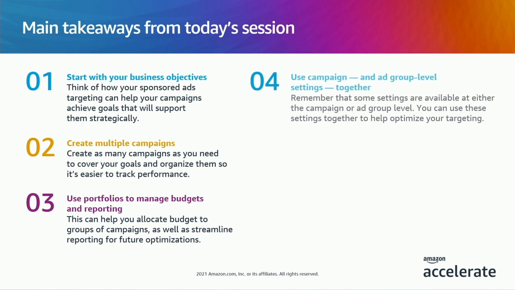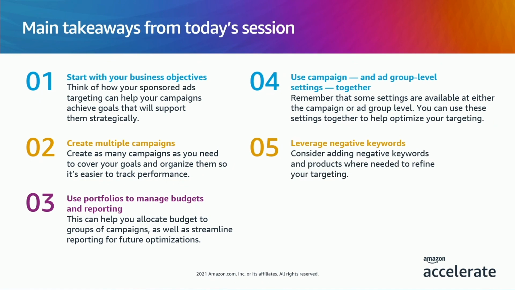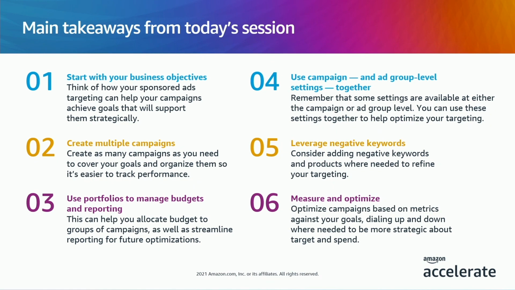Then use campaign and ad group level settings together. Remember that some settings are available at either the campaign or the ad group level. You can use these settings together to help optimize your targeting. Leverage negative keywords. Consider adding negative keywords and products to further refine your targeting and help control your spend. Then measure and optimize. Optimize campaigns based on metrics against your goals, dialing up and down where needed to be more strategic about target and spend.